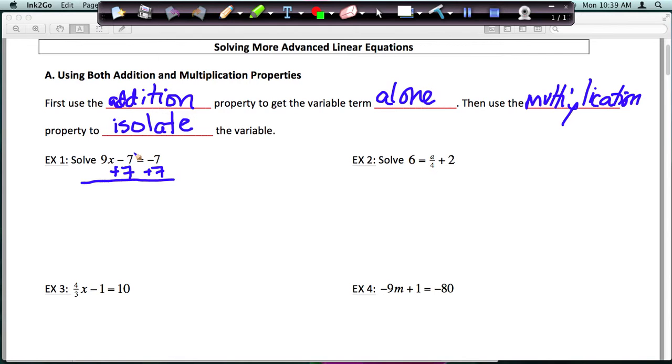Then remember, this negative 7 plus 7 cancels. I bring down the 9x, I bring down the equal sign, and then on the right hand side, negative 7 plus 7 is 0.